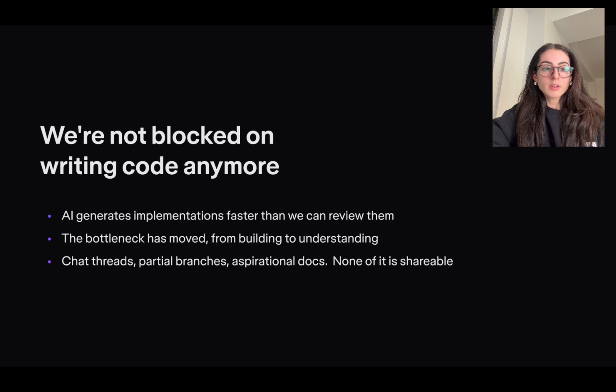We're not really blocked on writing code anymore. AI can generate implementations faster than we can even review them. The bottleneck has shifted from building to understanding. We end up with chat threads, partial branches, and half-finished docs, but none of that is something you can hand to a teammate and say, here's the system and how it works. And rarely are these artifacts kept up to date.